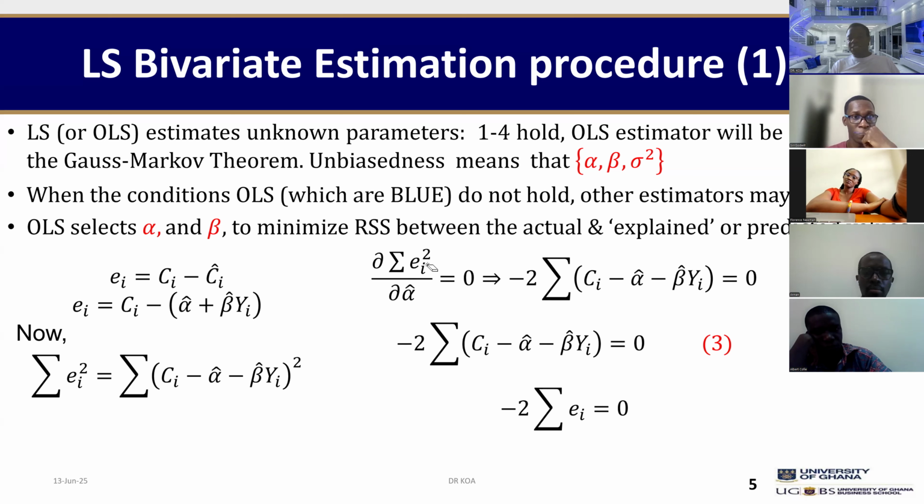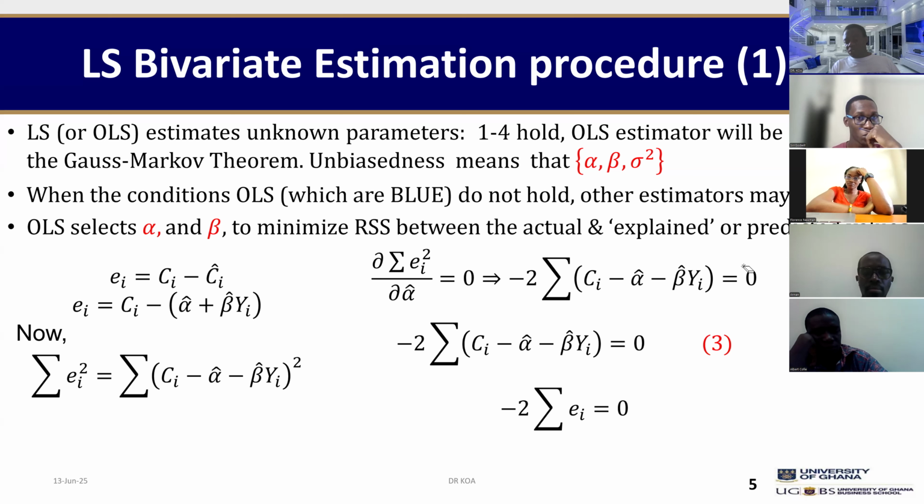Minimizing here means differentiating with respect to alpha. If you differentiate this with respect to alpha, you see that this value 2 will come in front. And remember, because alpha in the bracket here is negative, that is why you have the negative there.